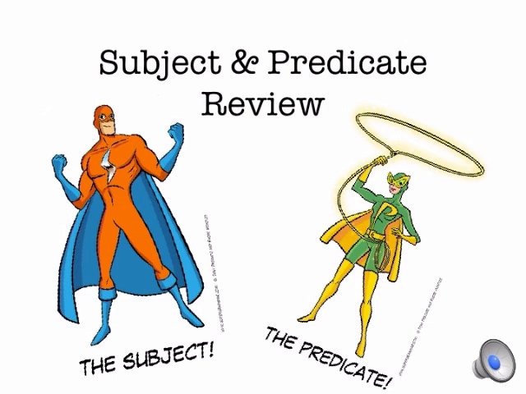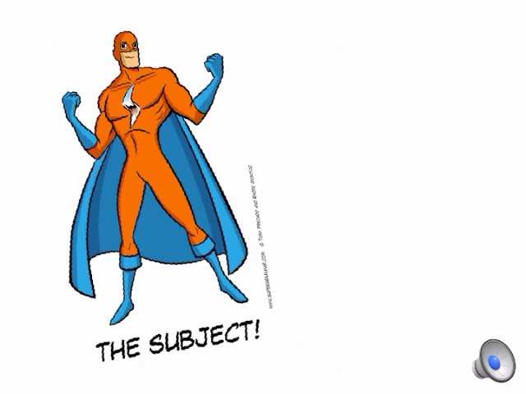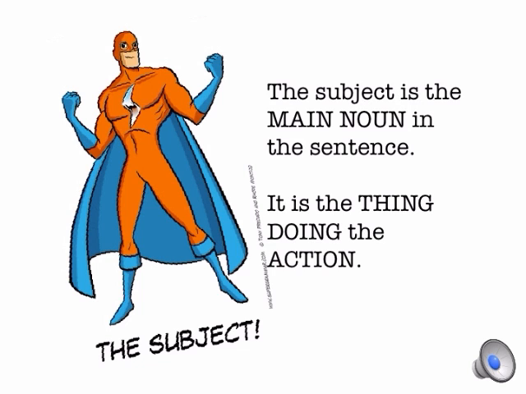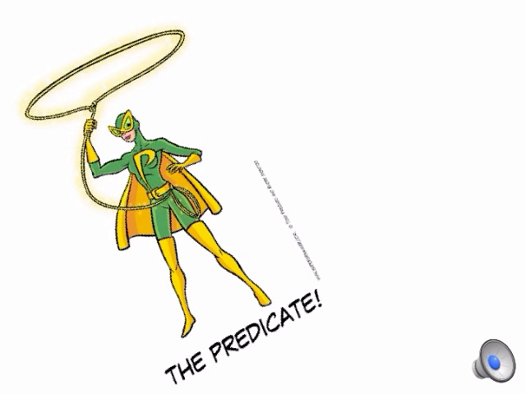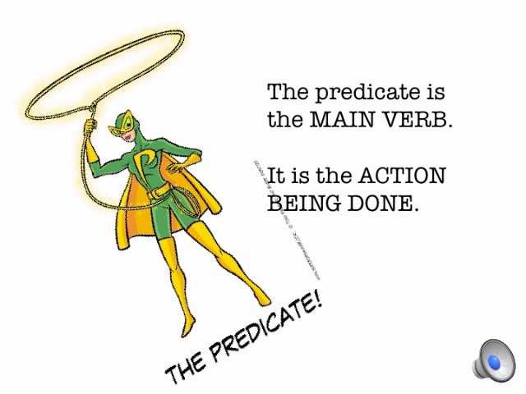We're talking about sentences today, and we're talking about the two main parts of every good sentence, which is the subject and the predicate. So let's just get the definitions reviewed first. The subject is the main noun in the sentence. It is the thing doing the action. And the predicate is the main verb. It is the action being done.